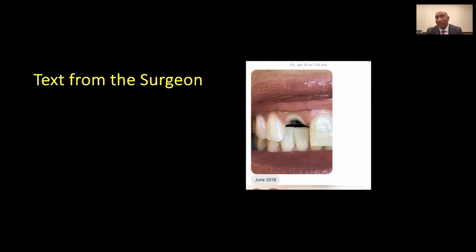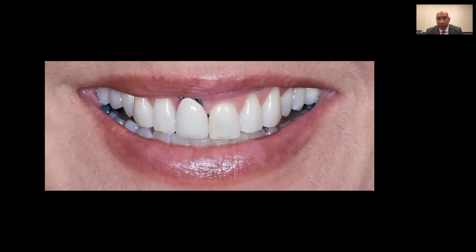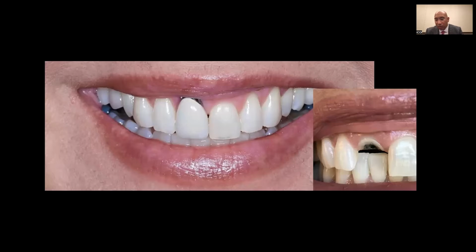I placed an immediate implant in an extraction site, and I placed a custom healing abutment to preserve the tissue and help train the tissue a little bit. And this was June 2018. So my question to you all is, how do you get to this point from this point, right? How is that even possible?